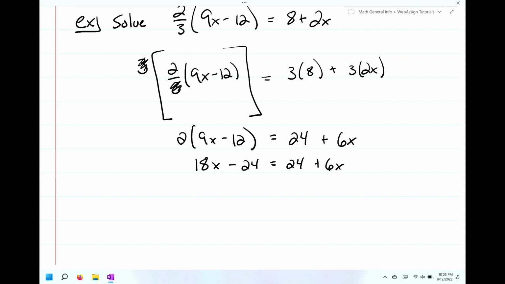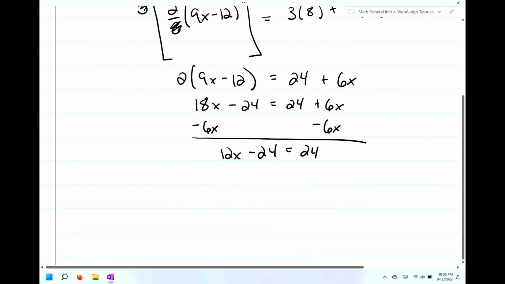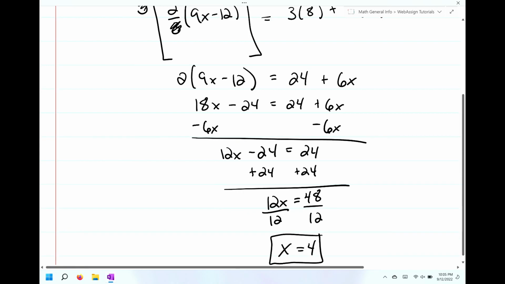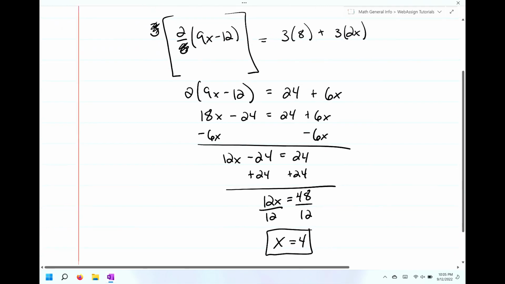I don't have to group like terms on either side of the equation, so I'm allowed to go ahead and isolate my variable. So I will subtract 6x from both sides first, and that's just because I chose that. 18 minus 6 is going to be 12x, minus 24 equals 24. Next, I will add 24 to both sides. And finally, that gives me 12x equals 48. Last step, I will divide both sides by 12 to give me x equals 4. Okay? So we know this is the math that we need to solve this problem.